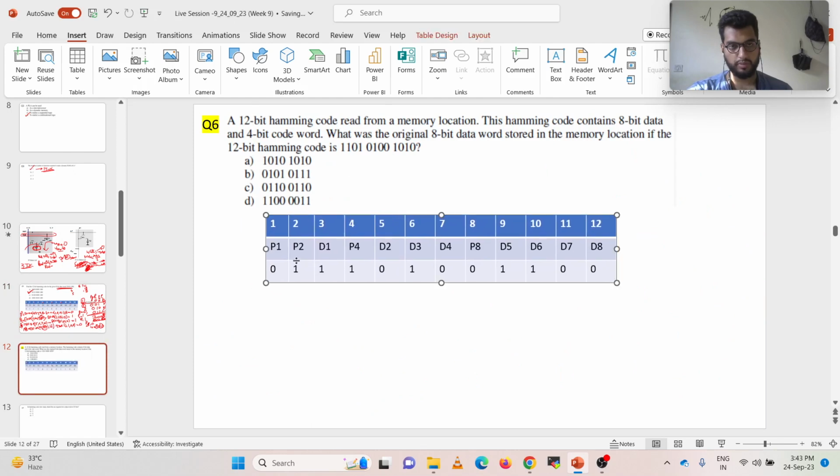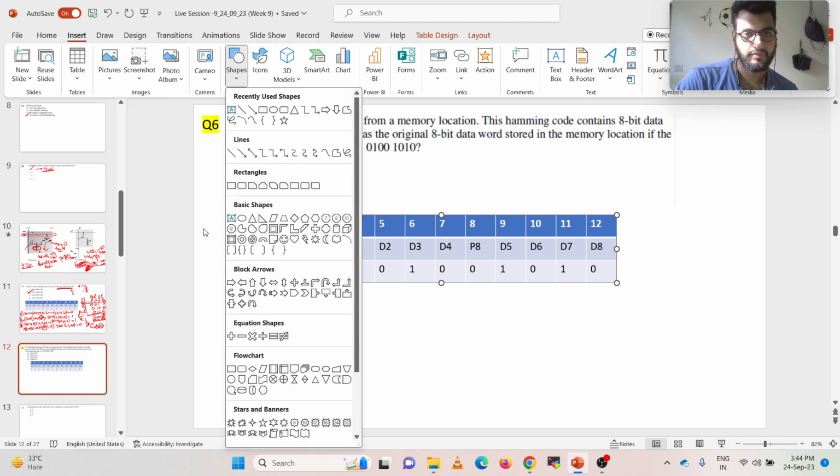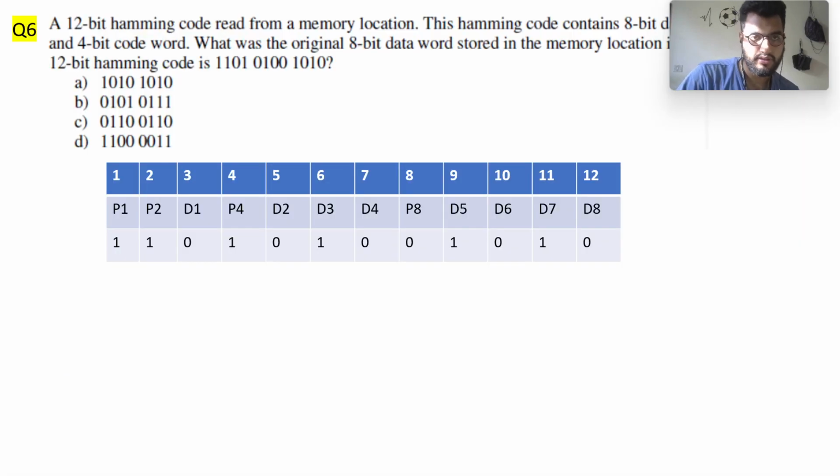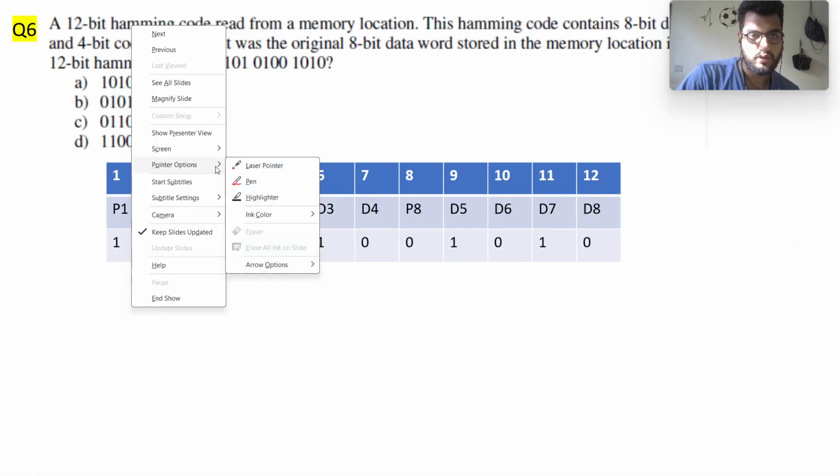Our 12-bit code that we received was 1101 0100 1010. Now we need to figure out whether this received code has any error bit, and if there is, we'll find the position of that error bit, correct that bit, and then say what the original data word is. This is the code that we received.